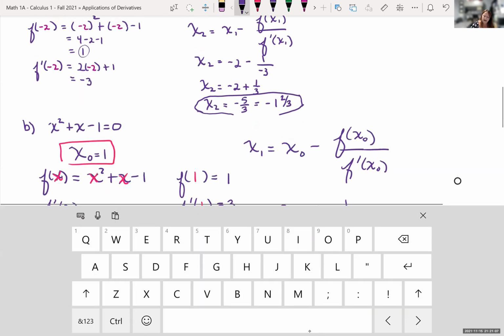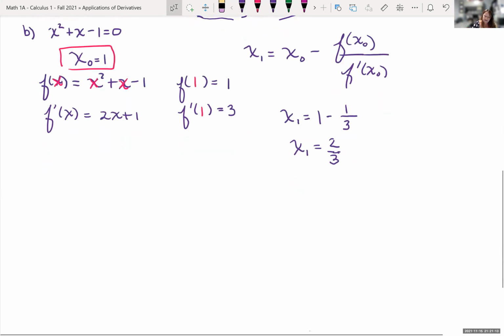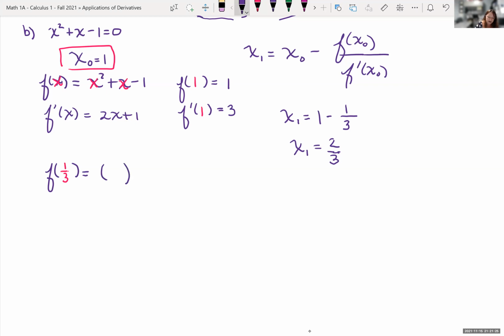So we want to apply the same process now, but this time we're using x sub 1 is 2/3. We want to plug that into our original function. So let's put parentheses wherever we see an x in the original function. So we have parentheses squared plus parentheses minus 1. I said that was 2/3, but I wrote 1/3. This is 2/3. Okay, so order of operations, exponents first. So 2/3 quantity squared is 4/9.